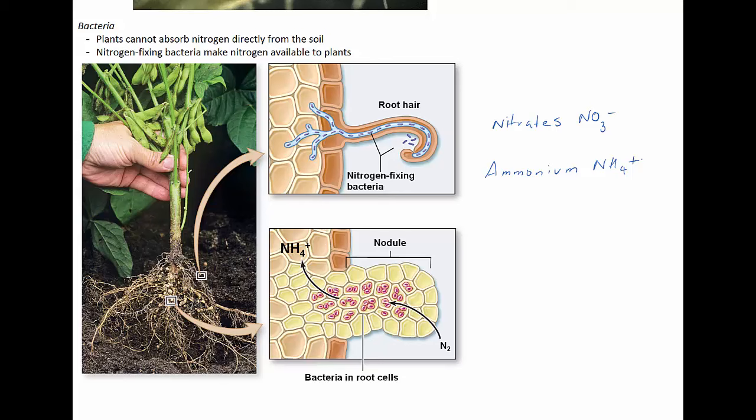Now, these ions can be very scarce in the soil, which can restrict the growth of plants. Fortunately for plants and animals in the long run, there are actually several different types of bacteria in the soil and living on the roots of plants that can convert nitrogen gas into ammonium. And this process is referred to as nitrogen fixation.